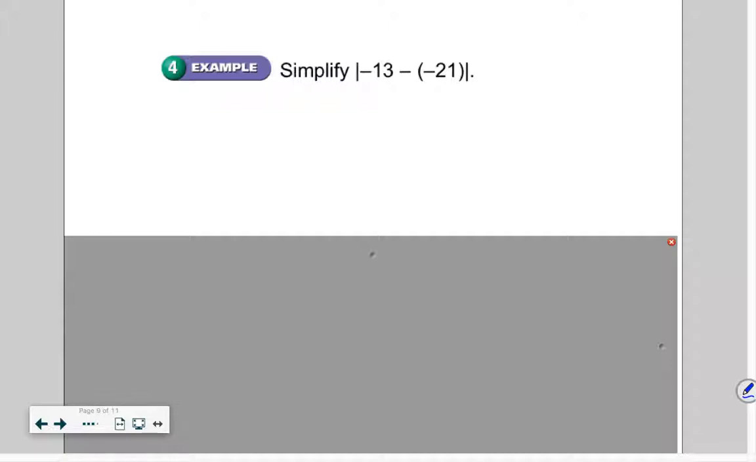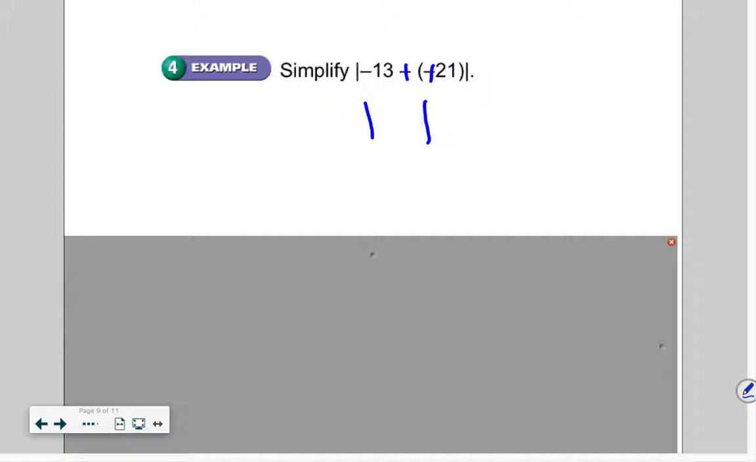Absolute value brackets are grouping symbols. So we're going to do our work inside the absolute value brackets. We're going to change subtraction to addition, change the sign of the second number. Record your absolute value brackets for your answer to be written inside of now. Negative 13 plus 21. How can you solve that? Negative 13 plus 21.